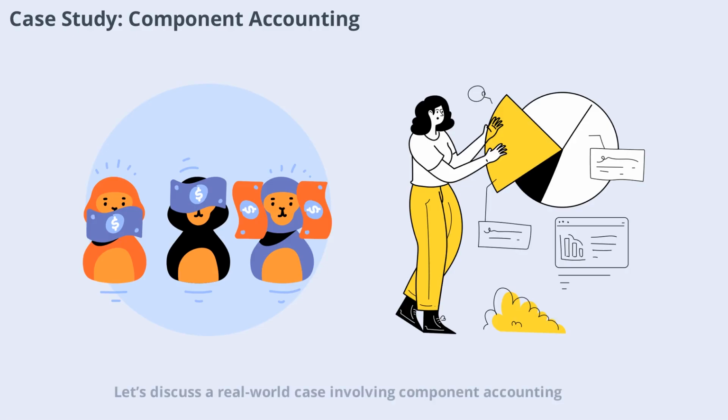Let's discuss a real-world case involving component accounting. A manufacturing company owns a complex machine with several major parts, each with different useful lives. By applying component depreciation, the company can replace and depreciate each part individually. This not only improves the accuracy of financial statements, but also helps in budgeting for future replacements. Component accounting is especially important for industries with large, complex assets.